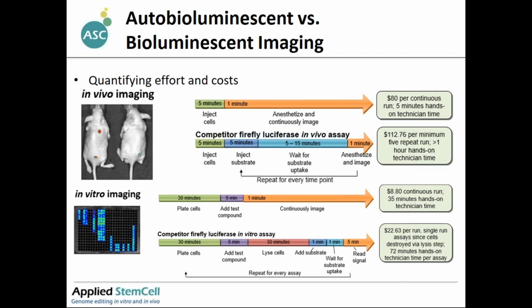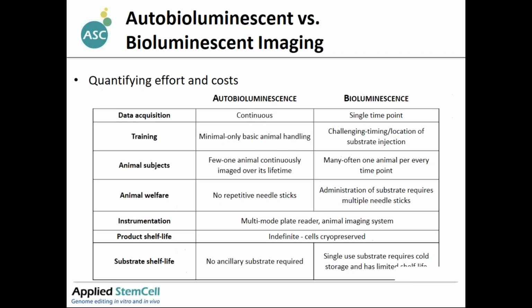Similarly for in vitro cell-based assays, because the cells can be imaged continuously over time, you don't have to prepare different cell samples for each time point. So that's actually a lot of saving on hands-on time for sample preparation as well, in addition to the savings for the substrate. Here's just a table summarizing the difference between autobioluminescence and bioluminescent imaging in terms of cost.